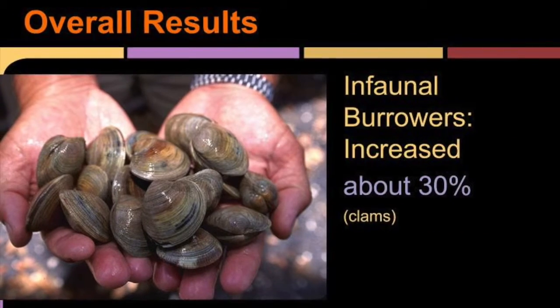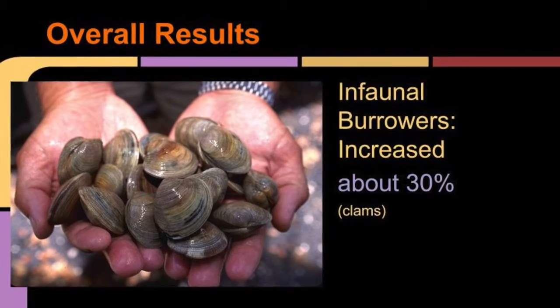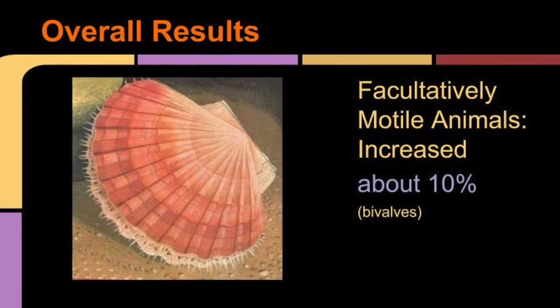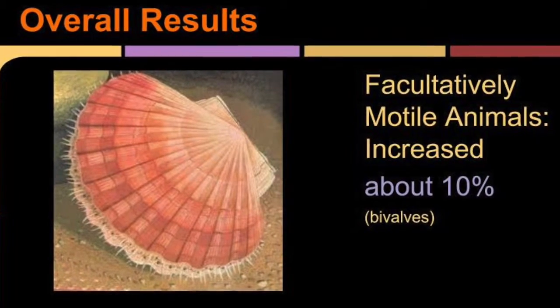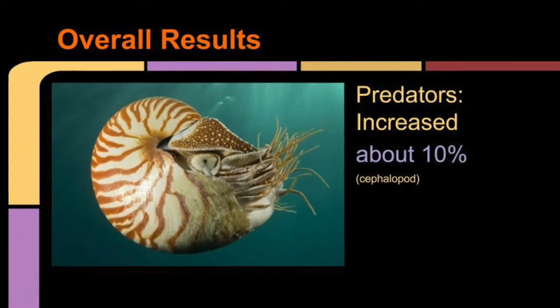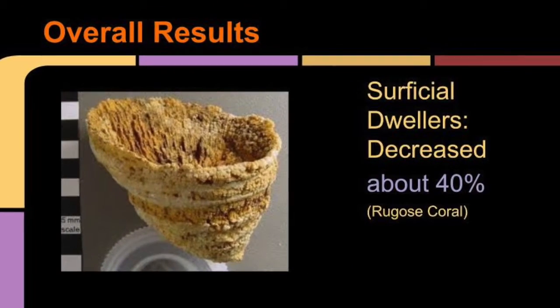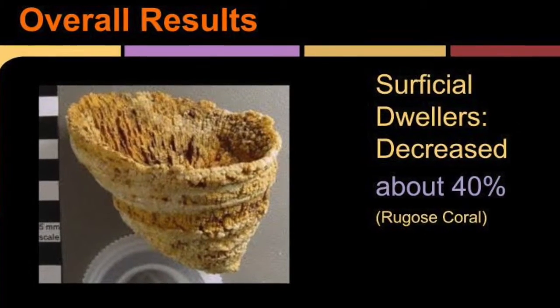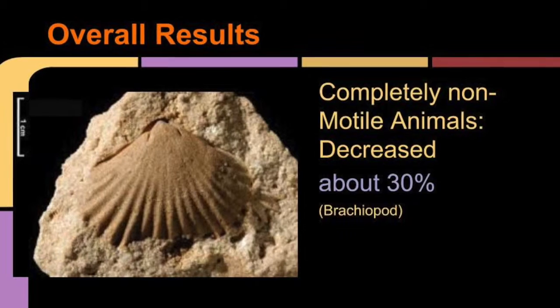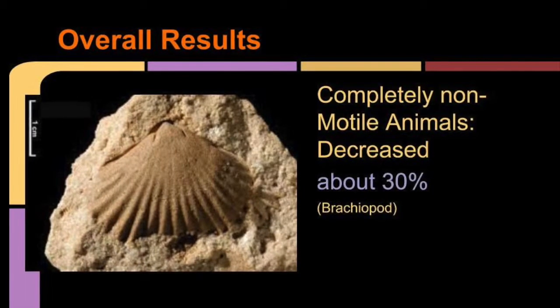Overall results. The infaunal burrows increased about 30%. The bivalves increased about 10%. The predators also increased about 10%. The surficial dwellers increased about 40%. The completely non-motile animals, like the brachiopods, decreased about 30%.